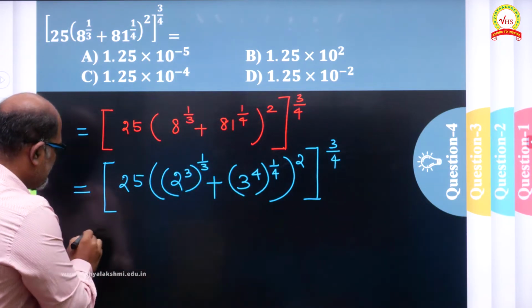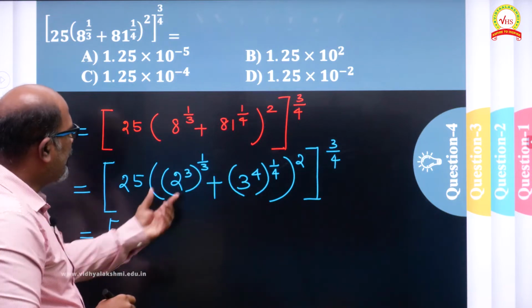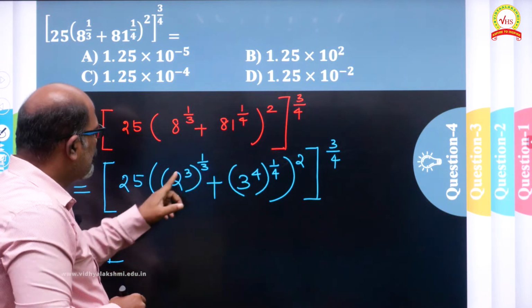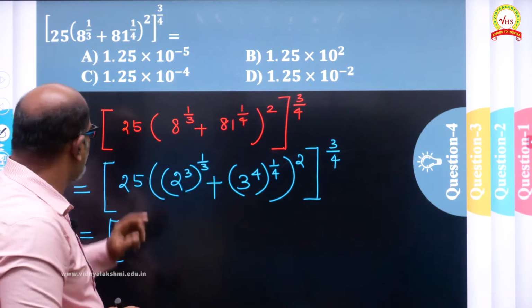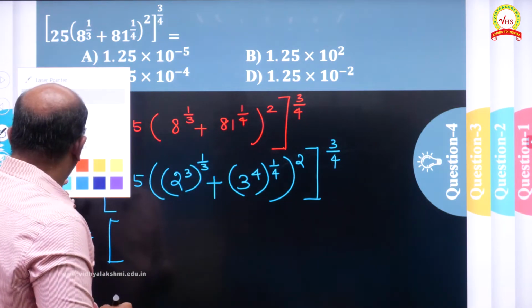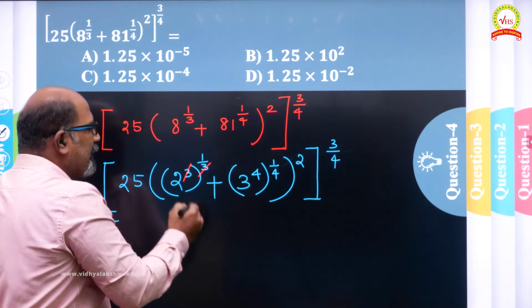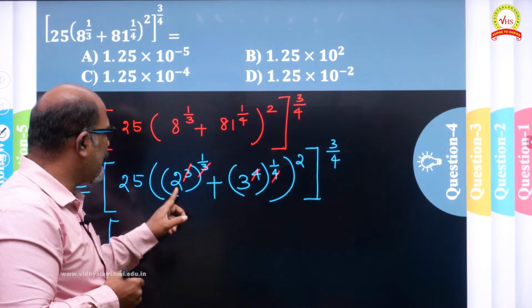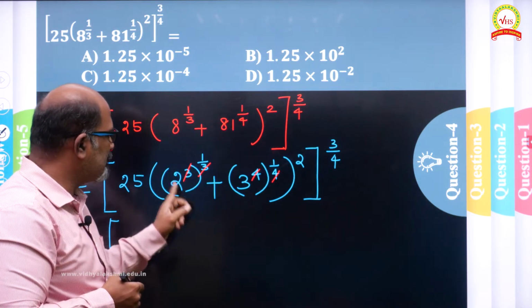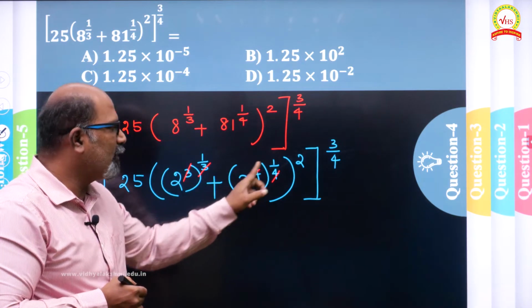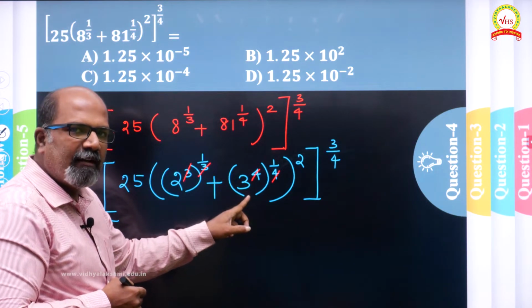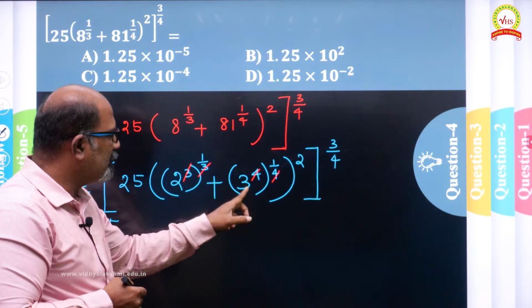Clear? After this step, when I apply the power of exponent rule, this 3 and 1 by 3, when you multiply, what will happen? We can make cancellation between these two. So after that, what is the remaining part here? Here we are having 2, because 2 power 1 is nothing but 2. Here we are having 3 power 1, that is 3. So 2 plus 3 we are having what? 5. Am I right? 5 we are having all together.